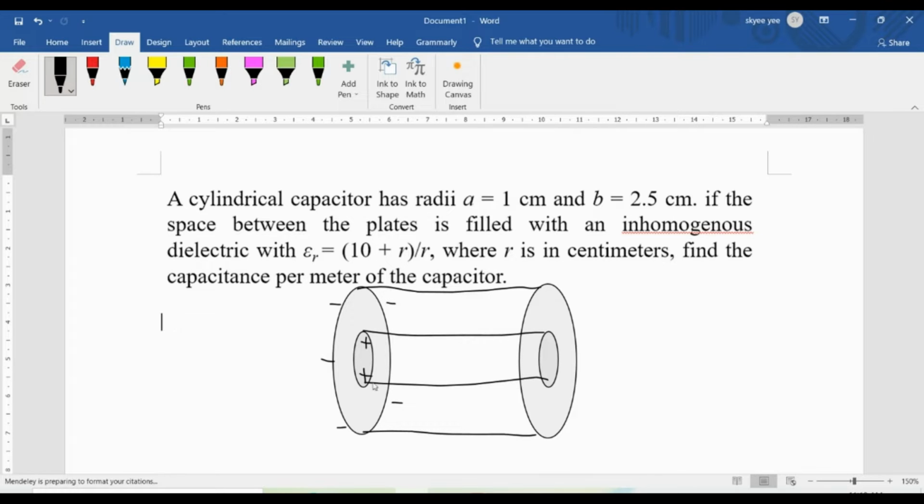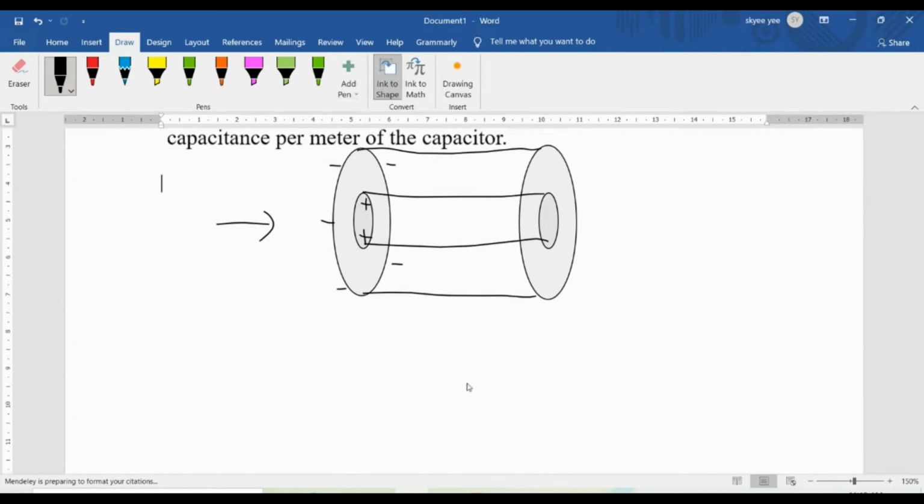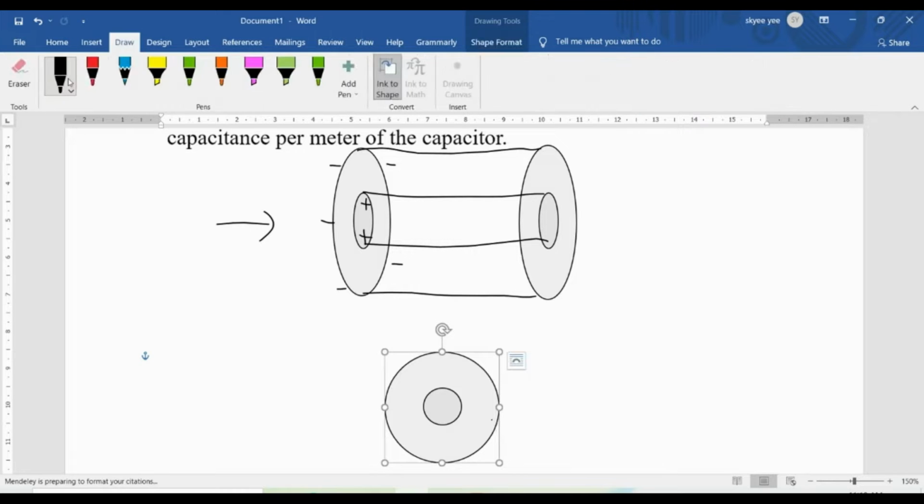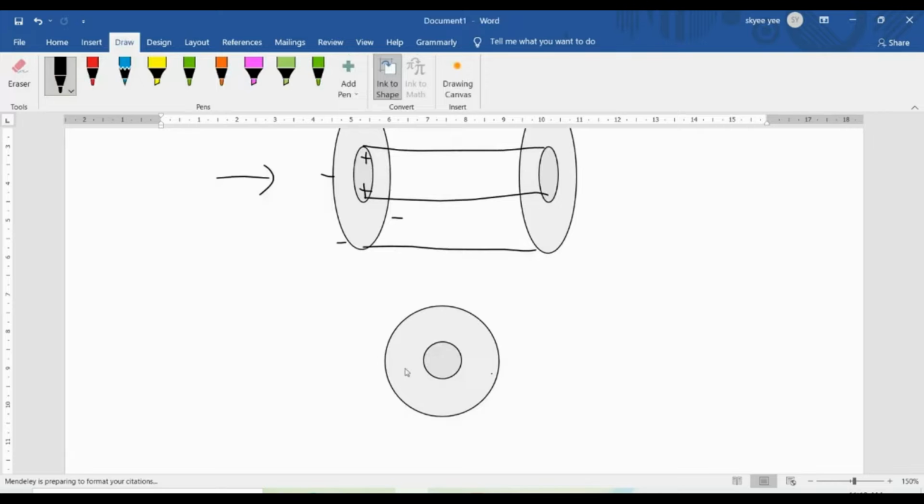If these are the charge conditions, when you draw it in 2D, meaning you view this cylinder from this side, you will see circular shapes, two circular shapes. Inner will be positive, outer will be negative. So the electric field direction is outward, in the R direction.